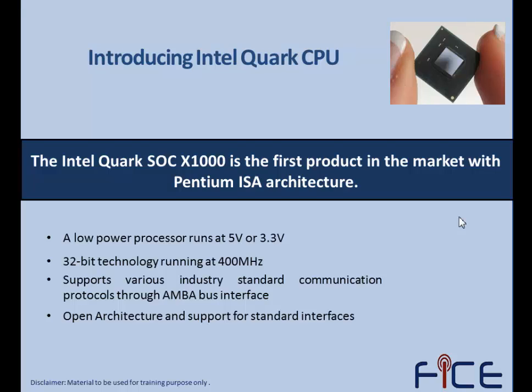Let's talk about what is the Intel Quark CPU, and what are the main technology features of the Intel Quark CPU that make it suitable for designing embedded applications or IoT applications. Most of these embedded applications, if you see the market segment, wearable is a very important market segment as far as low power processors are concerned. So the Intel Quark CPU is a low power processor. It has 32-bit technology running at 400 megahertz. Most of the embedded devices, whether the wearable segment, the healthcare market segment, or consumer electronics, run at a very low speed. So 400 megahertz is very ideal to design embedded applications.